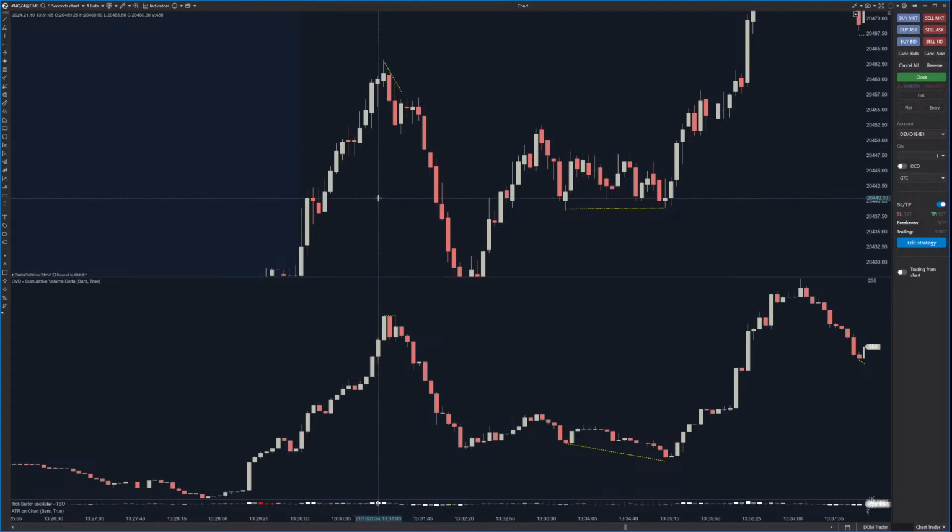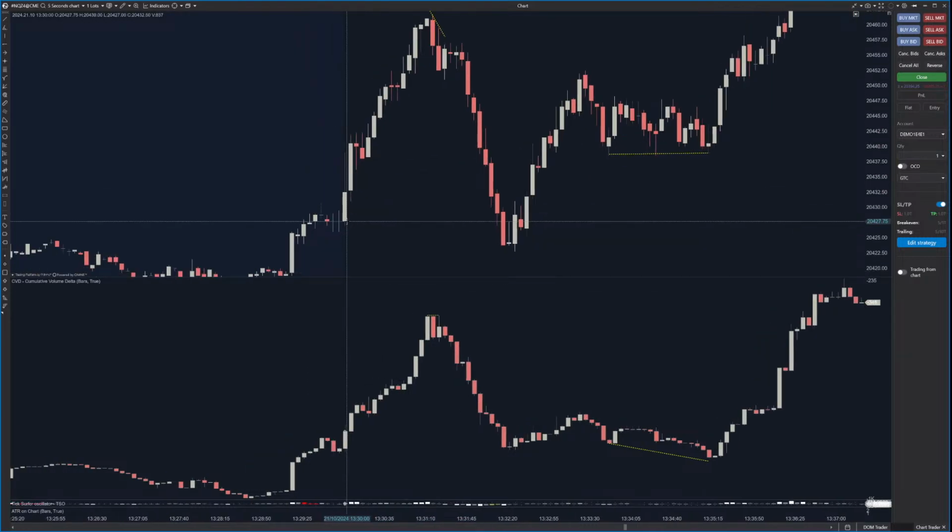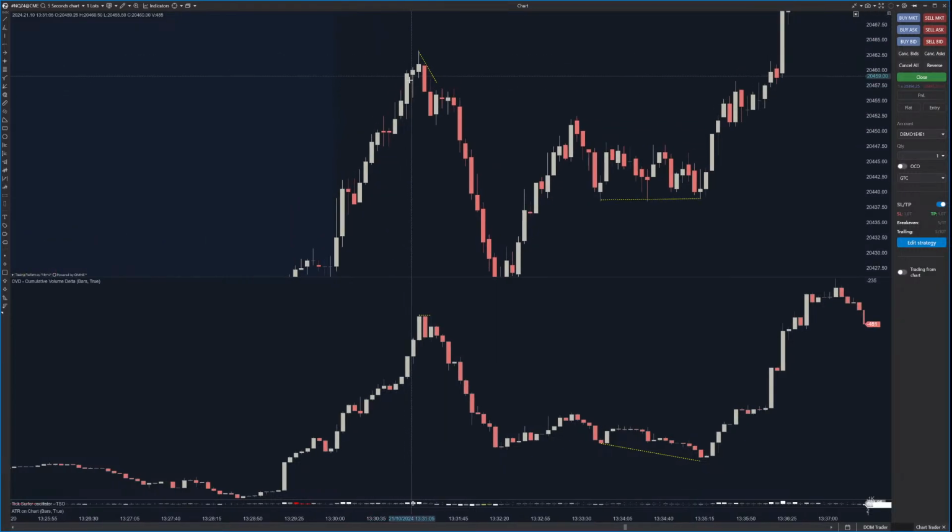So in the first example here, this is the open. There's buying pressure, aggressive buying, and price action shows, yes, that's true. The aggressive buyers are managing to push price up higher. But then we see something interesting happening here.